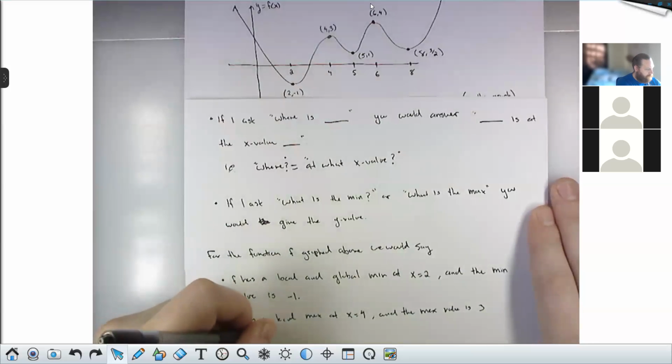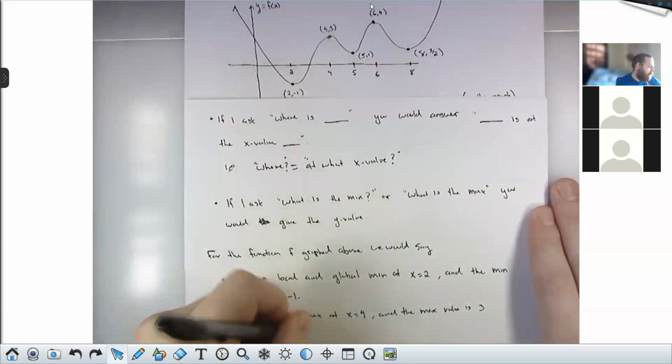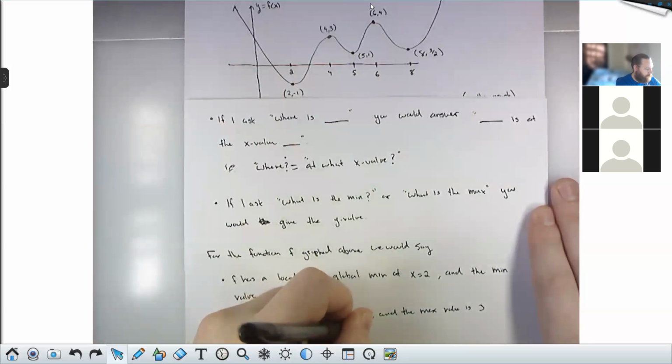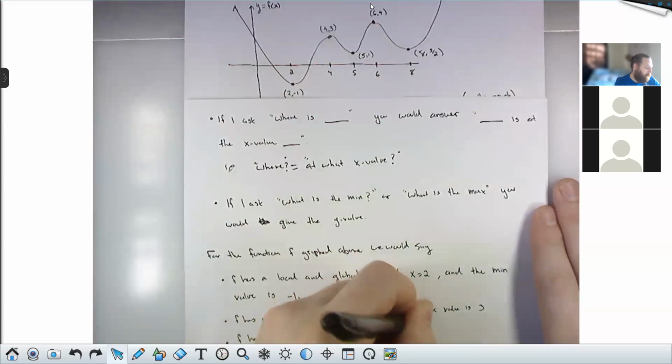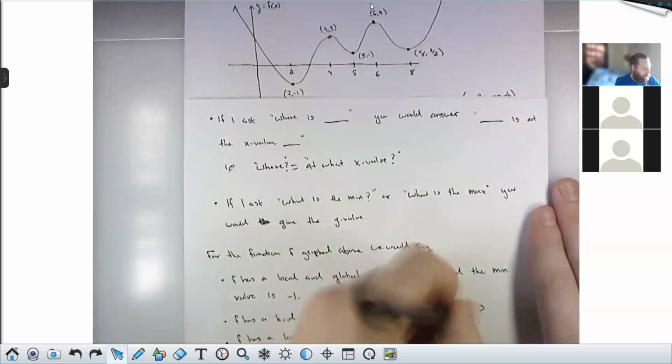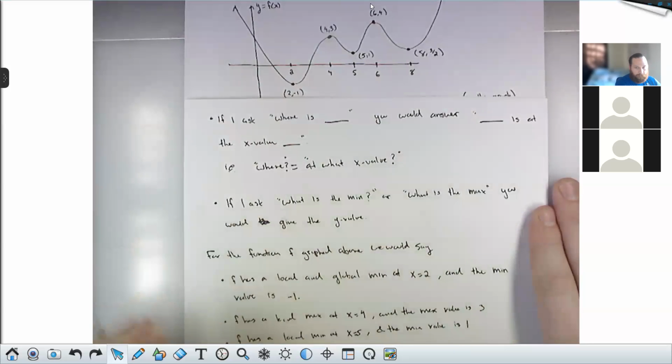F has a local min at x equals 5. And the min value is 1.